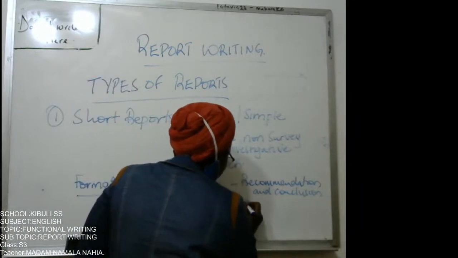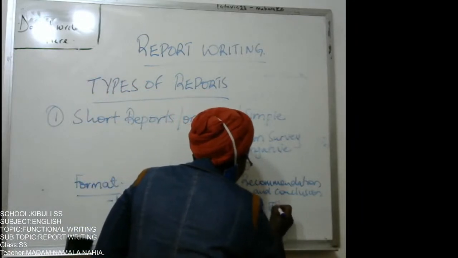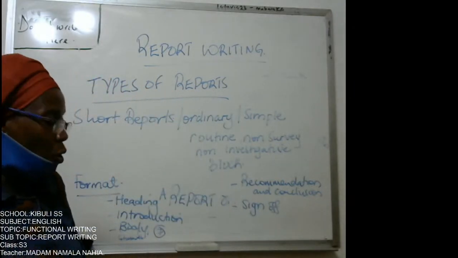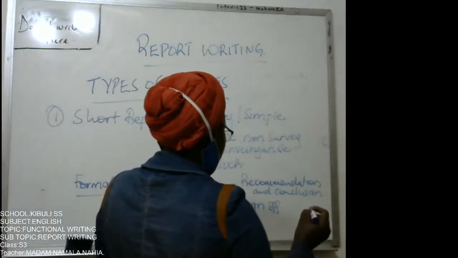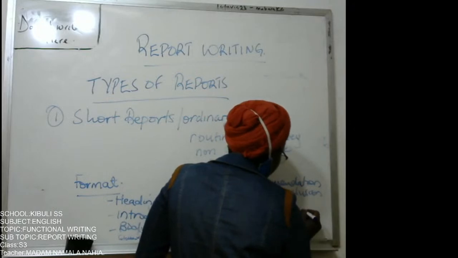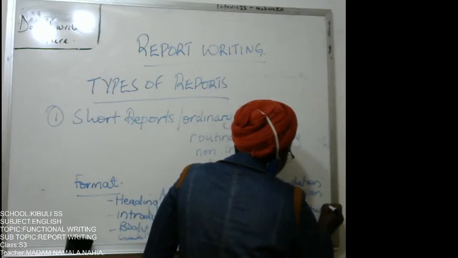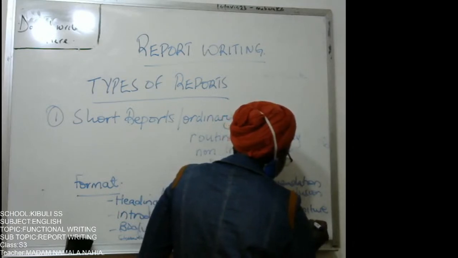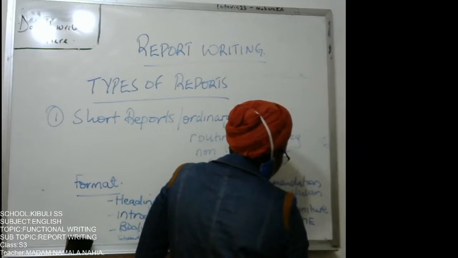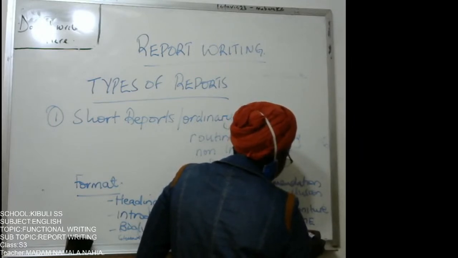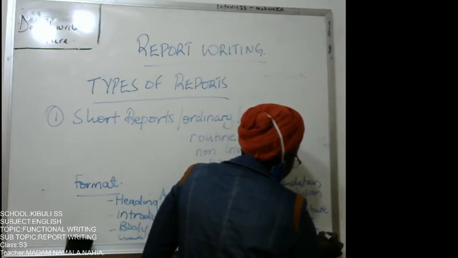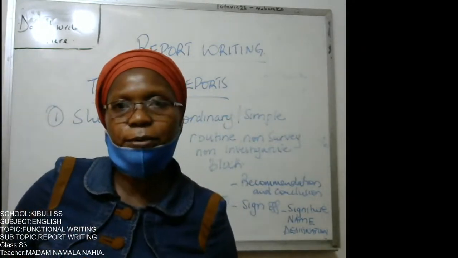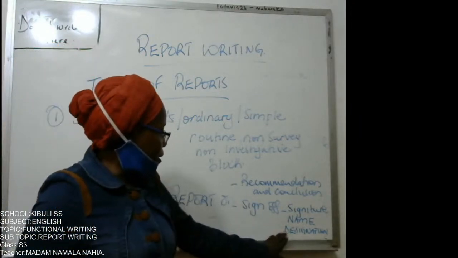Then the next step, when we are done, we are supposed to sign off. And I hope at this stage we have learned what we mean by signing off. We move to the right-hand side of our presentation, and then we shall first append our signature, and then we shall write our name in capital letters, and then we shall write designation. In which capacity are we writing this report? Are we writing the report as a head prefect? Are we writing the report as a school captain? So also add the designation.